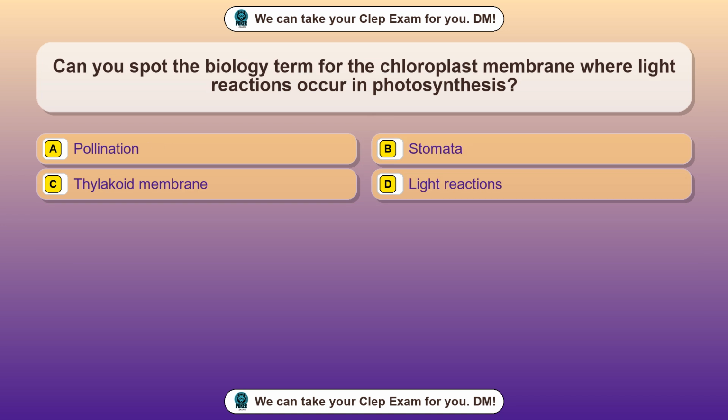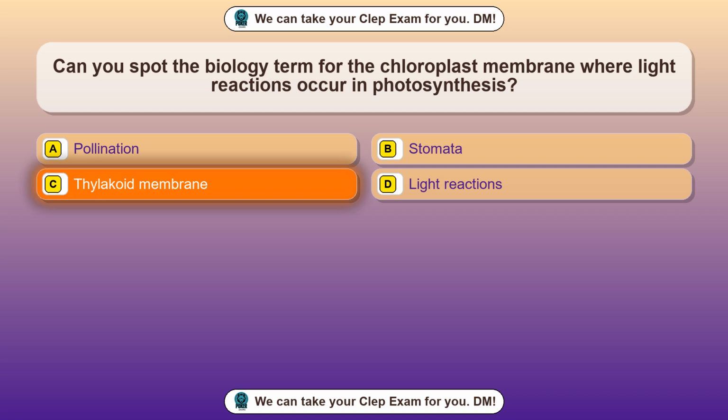Question 12. Can you spot the biology term for the chloroplast membrane where light reactions occur in photosynthesis? Option A. Pollination. Option B. Stomata. Option C. Thylakoid membrane. Option D. Light reactions. The correct answer is option C.